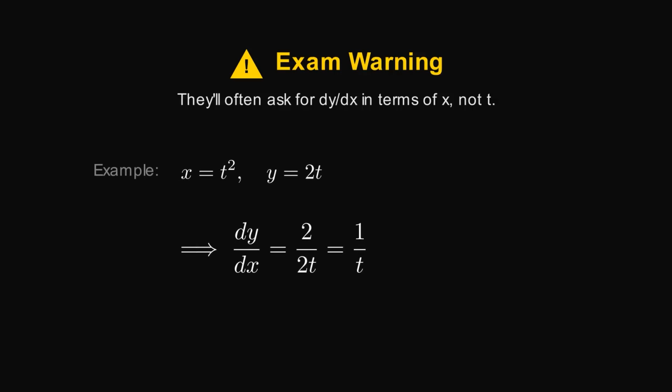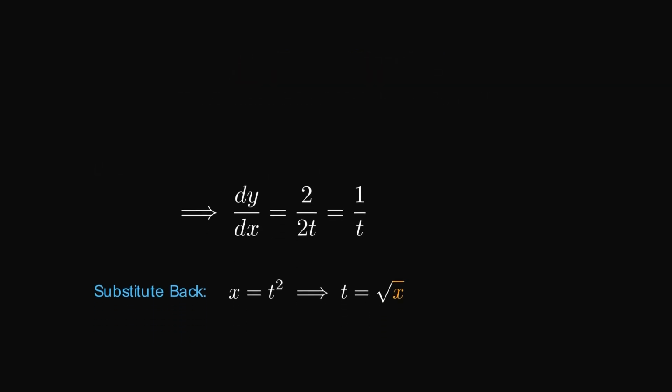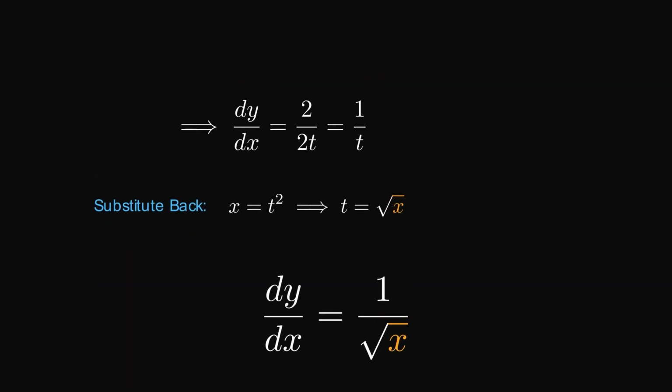So when that happens, and you've got it in terms of t, we simply have to substitute it back. We can take our x equals t squared in this example, sub that in, and then do the same thing for y equals 2t, and adjust accordingly to get it in terms of x.